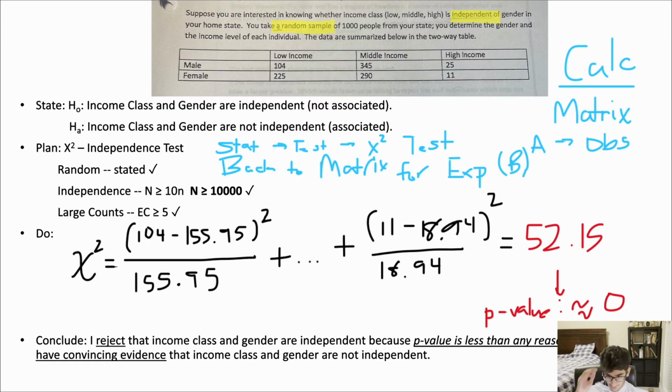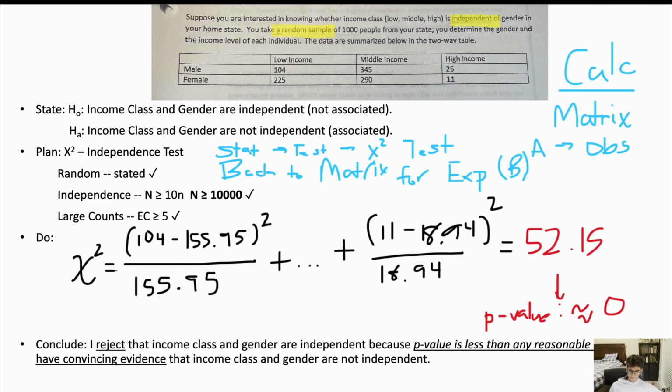Alright, so here's an example. I highlighted the keywords in the problem. It says independent, and it also says a random sample. The "a" is an indicator that it's singular, so that means one sample, which means independence. So in context, the state would be income, class, and gender are independent, because those are the categorical variables.